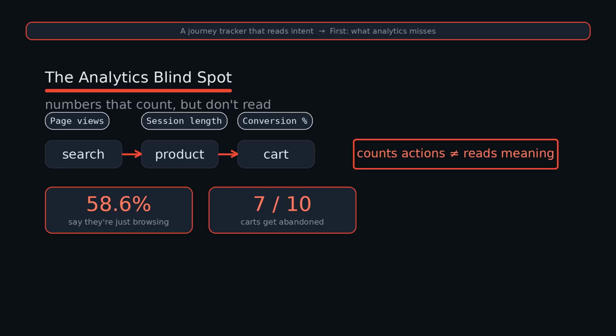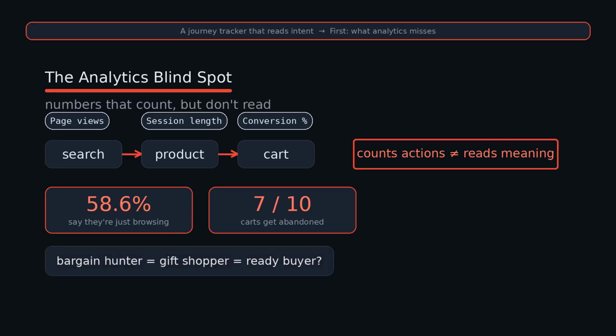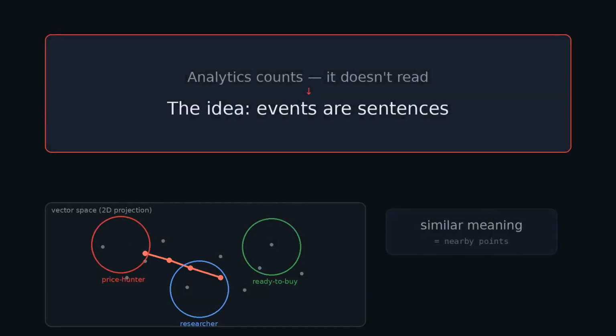And a rigid funnel rule treats the bargain hunter, the gift shopper, and the ready buyer as the same 3 clicks. The question that actually makes money is different. What does this visitor want right now? That's intent. Now the idea that unlocks everything.